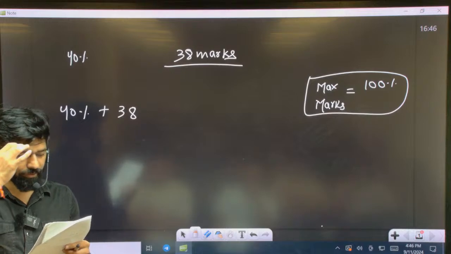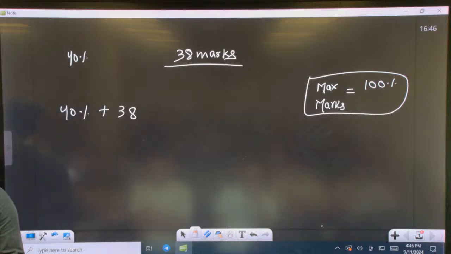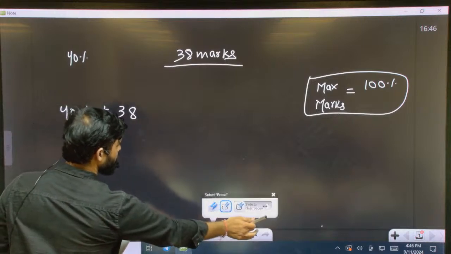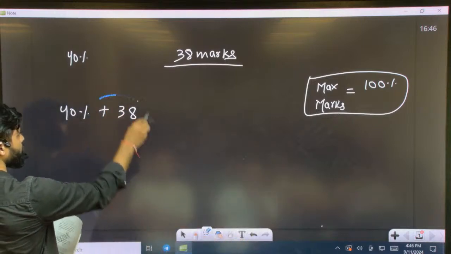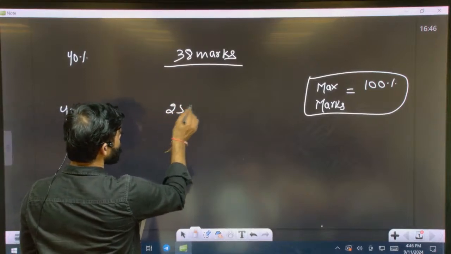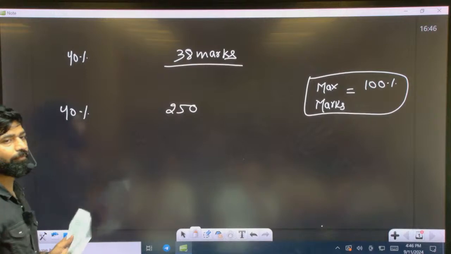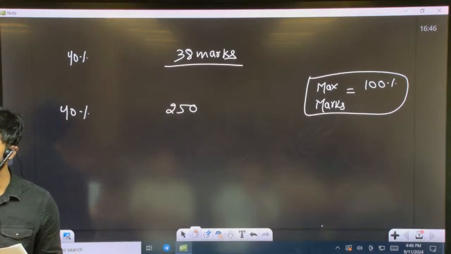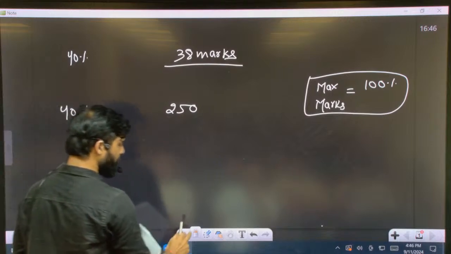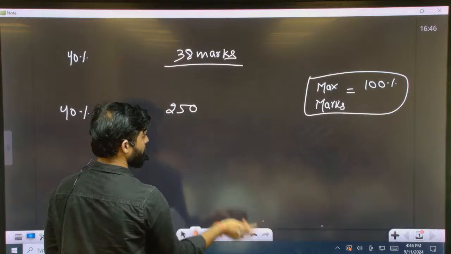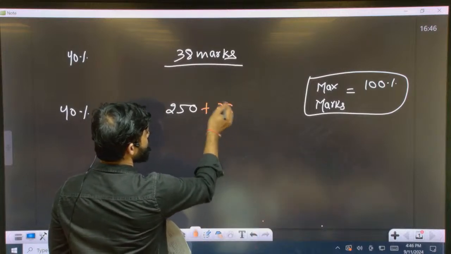40% of the passing marks, a student gets 250 marks and yet failed by 38 marks. This was the question, no? A student who got 250 marks, if we provide him 38 marks more, he will be passed. So let's give him 38 marks more.